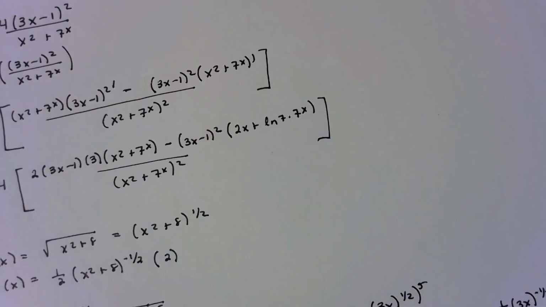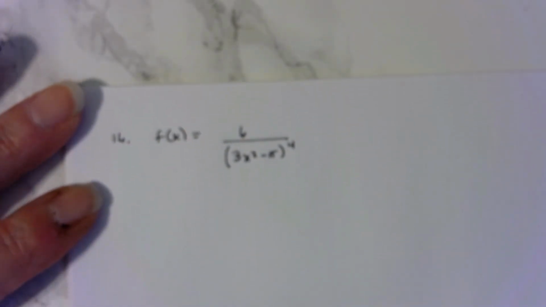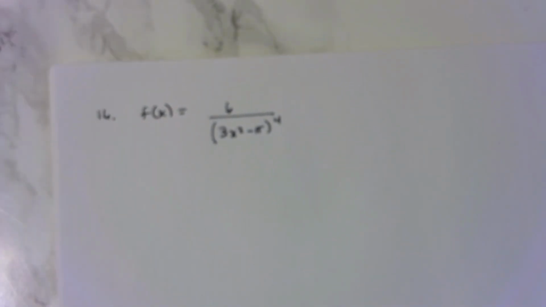Alright, number 16. Number 16, f of x is equal to 6 over 3x squared minus pi, all raised to the 4th power. And I'm getting blurry again here.